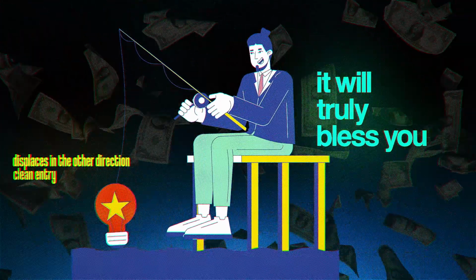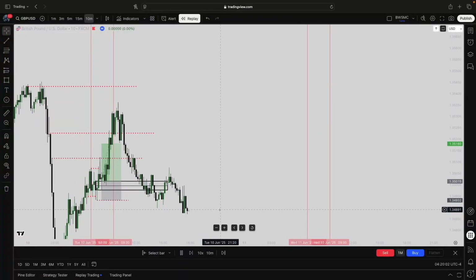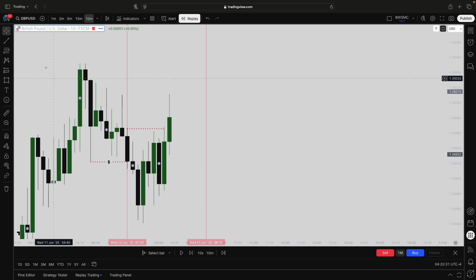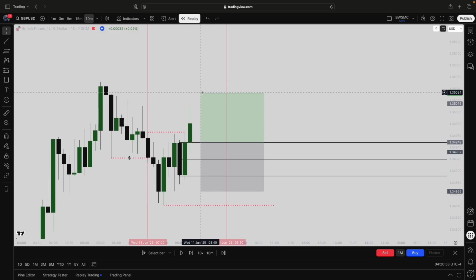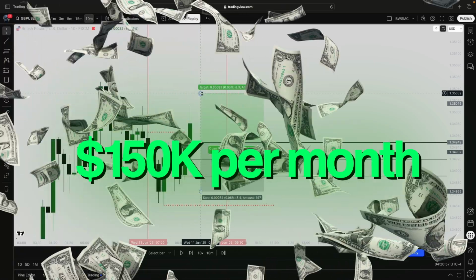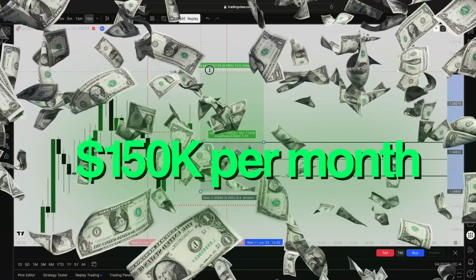And once I started using this setup, I finally had a process. A step-by-step model I could repeat no matter the pair, no matter the session. Now this is the exact setup that is a part of my key foundation, which I trade every single day. And it is making me over $150,000 a month using simple, high probability execution.